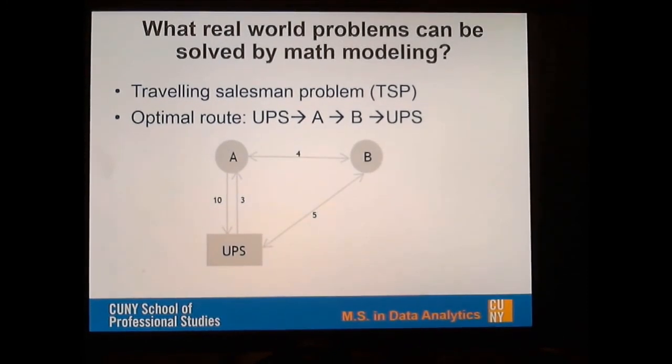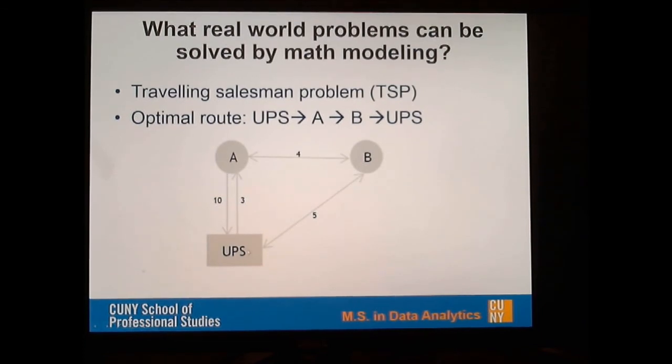So let's take a quick look. Here I try to give you a brief overview of what types of real-world problems can be solved by math modeling. The traveling salesman problem, also called TSP, is one of the most classic examples in network analysis and math modeling problems.